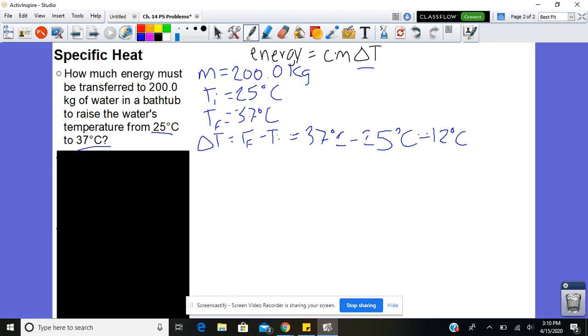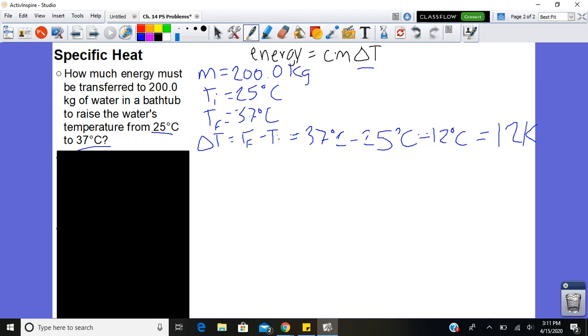which gives us 12 degrees Celsius. Now, I already said that we want our change in temperature in Kelvin. Luckily for us, the temperature scales for Celsius and for Kelvin match up really nicely. So a change in 1 degree Celsius is the same as changing your temperature by 1 Kelvin. So if my delta T, or my change in temperature, is 12 degrees Celsius, that is the same thing as 12 Kelvin. We don't need to do any other conversions or anything like that. Okay?